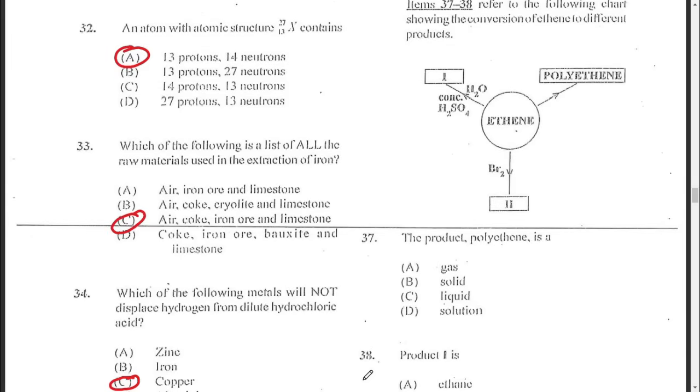37, the product polyethylene. Is it a gas? Is it a solid? Is it a liquid? Or is it a solution? It's a solid. There are tiny pebbles that are heated and molded into different shapes.